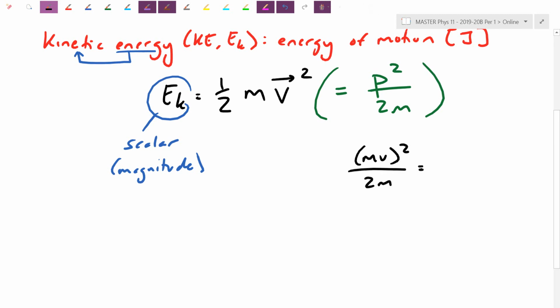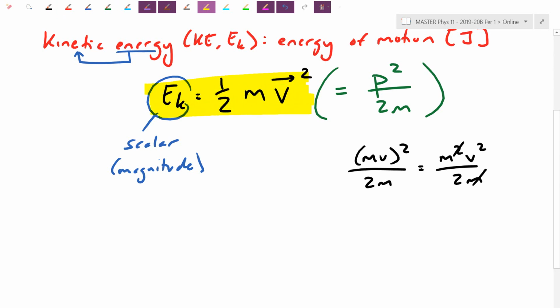When you square a bracket like this one, the square just distributes in. So we have m squared v squared over 2m. If you work out the math here, the m divides into the m squared. We have a constant of a half, and there we get our half mv squared, and we get back our formula. On your formula sheet it'll be quoted for you: the EK is half mv squared.